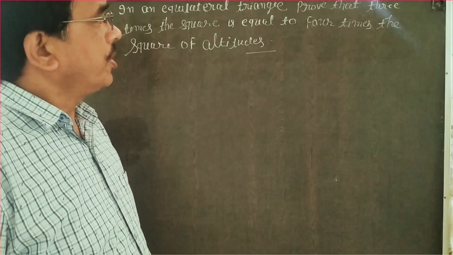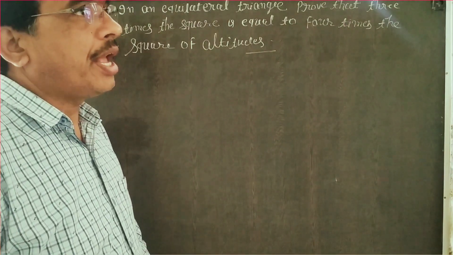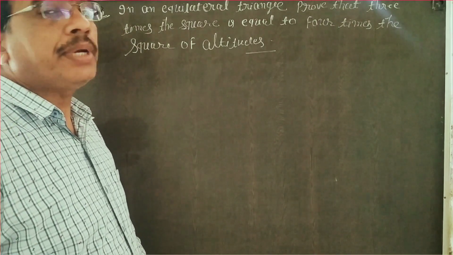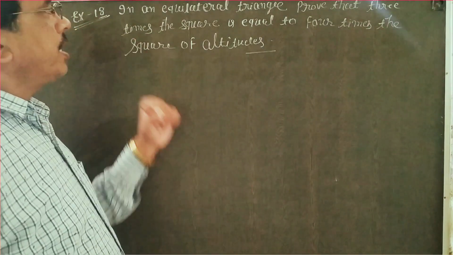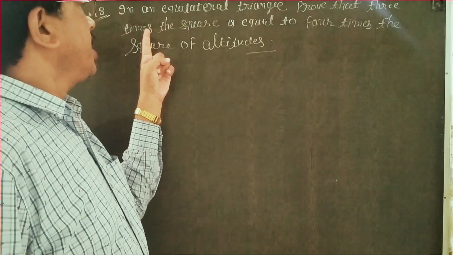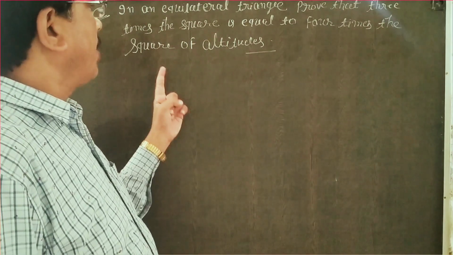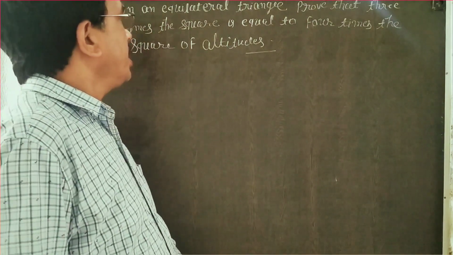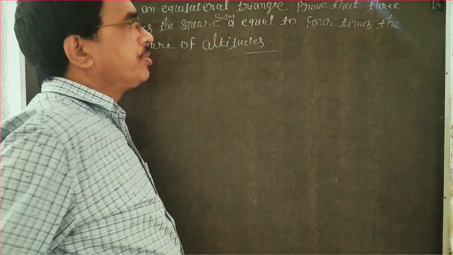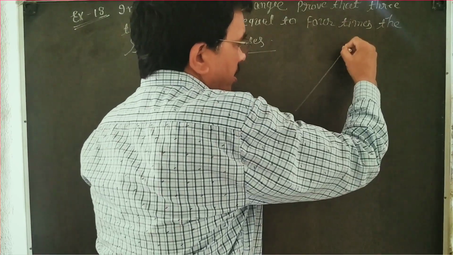Dear friend, today I discuss some remaining questions of the examples of Pythagoras, exercise 70. Here is example number 18 of the Pythagoras theorem, exercise 70. It states that in an equilateral triangle, prove that 3 times the square of the sides is equal to 4 times the square of the altitudes. The condition applies in an equilateral triangle.